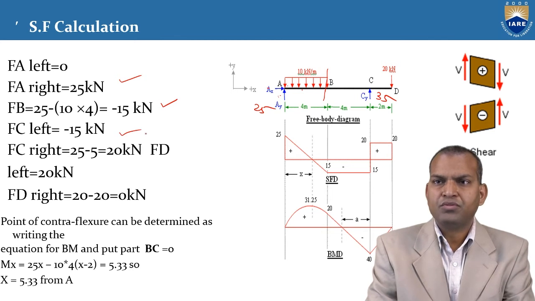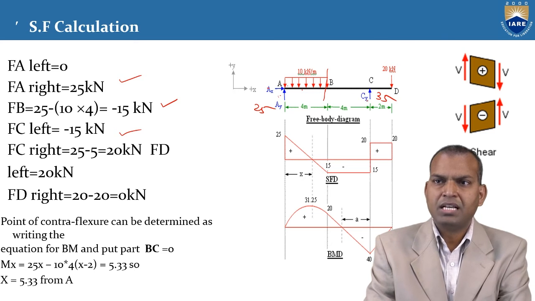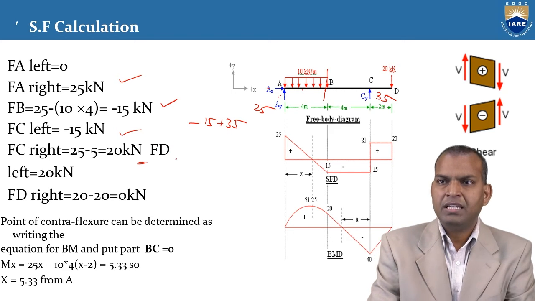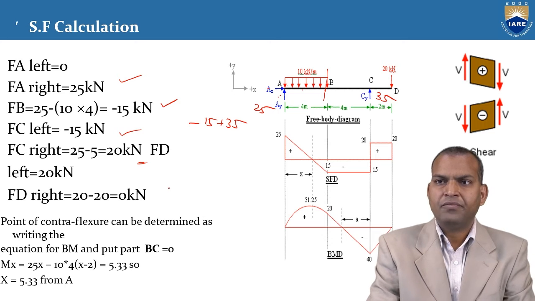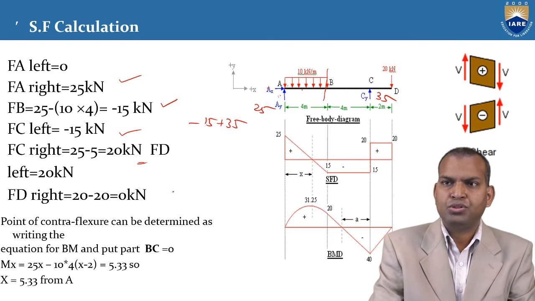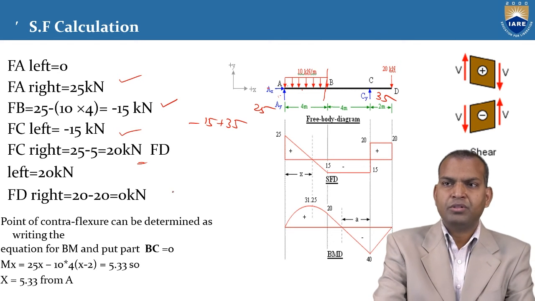Up to C, this is minus 15, C left. If you come crossing C right, again minus 15 plus 35, that is plus 20 kilonewtons. Then FD right is 20 and FD left is 20, continuing constantly, and after crossing FD it becomes nullified, that is 0. That means the system is completely in equilibrium.